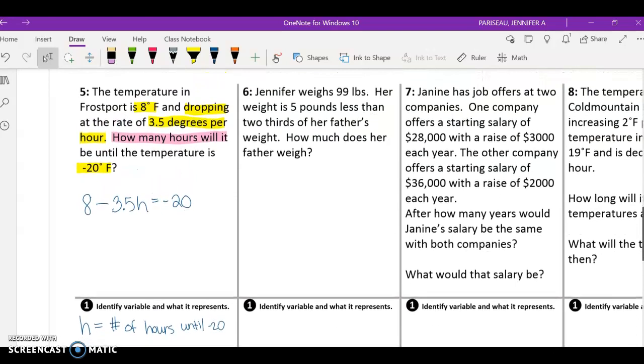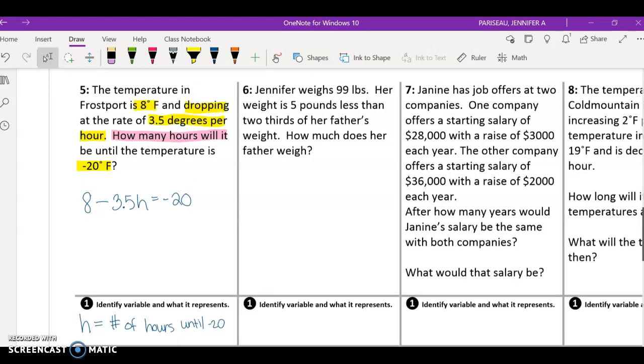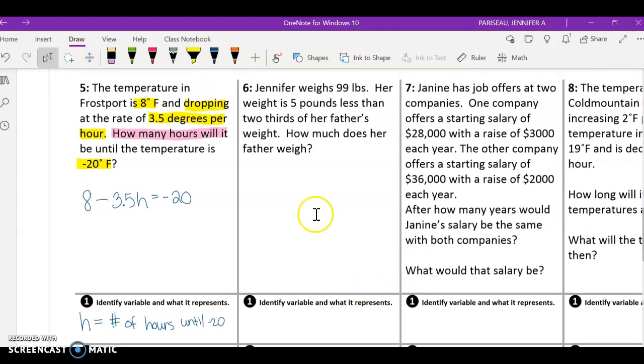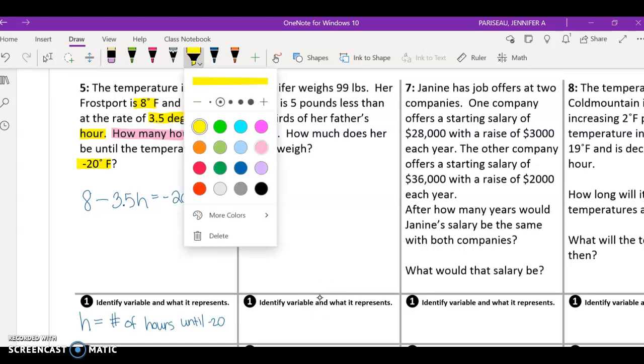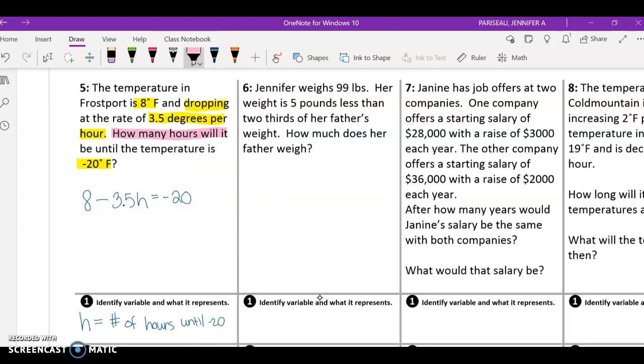All right, let's go on to the next one. Same thing here. I'm going to do most of my work up in this blank space just because that's what fits on my screen. All right, so we've read through the problem. You're going to pause, read through the problem, do your highlighting. Okay, and after reading that, we see that it says, how much does her father weigh?